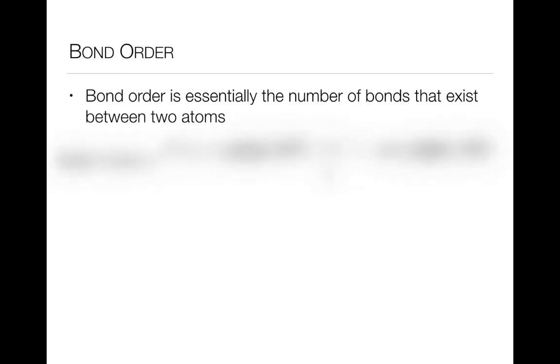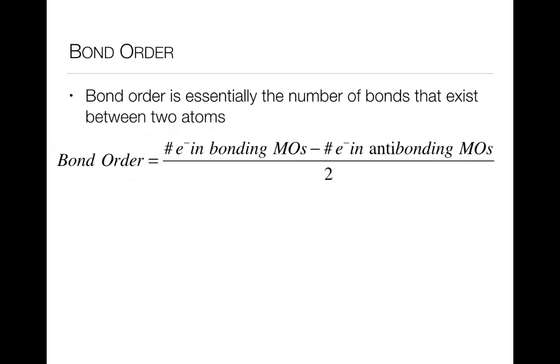The reason we can have that is because we can calculate bond order based on the number of electrons that we have in our bonding MOs and the number that we have in anti-bonding MOs. So we take the difference: the number of electrons in the bonding molecular orbitals minus the number of electrons in anti-bonding molecular orbitals, figuring that they're just going to cancel out, and we divide that by 2 so that we have 2 electrons per bond, and we get a bond order calculation there.